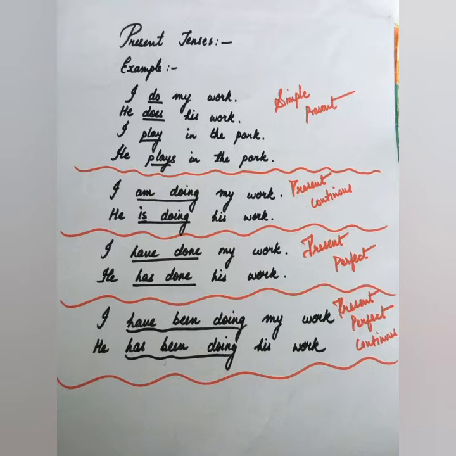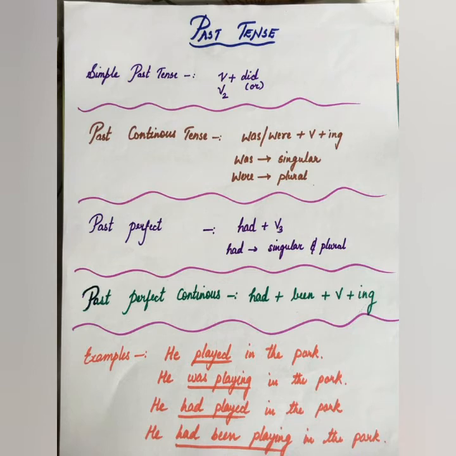Next you have present perfect continuous. In the present perfect continuous you have I have been doing my work. He has been doing his work. What is the formula? Has or have plus been plus verb plus ing. Hope you understood, students.